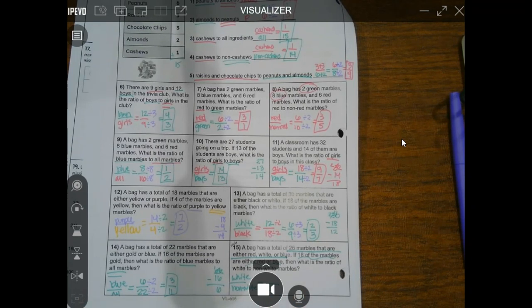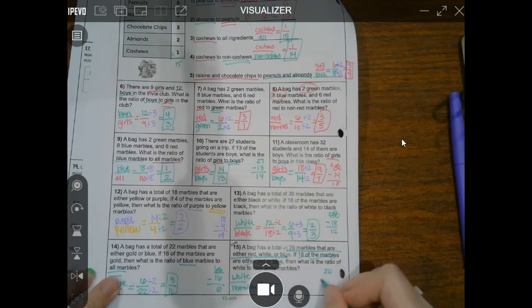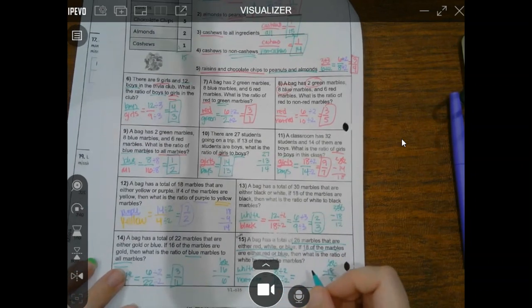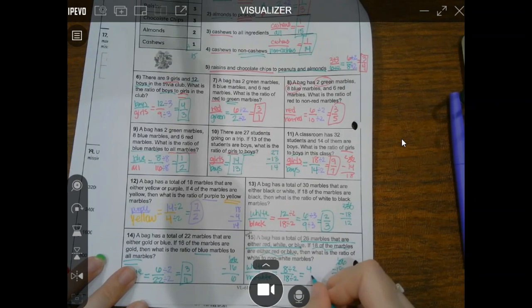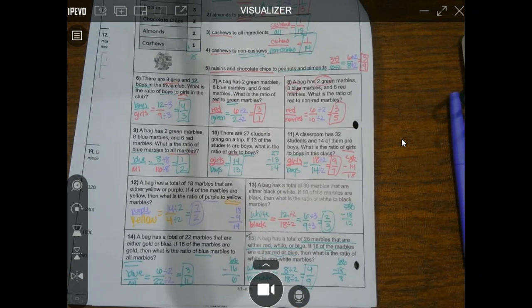So then how do I find the amount that are white? Well, if this many are red and blue, then the leftover amount from 26 is going to be the amount that are white, right? So 26 minus 18 is 8. So you have 8/18. And then what can go into both? 2. And what's 8 divided by 2? 4. And what's 18 divided by 2? 9. And there you go.